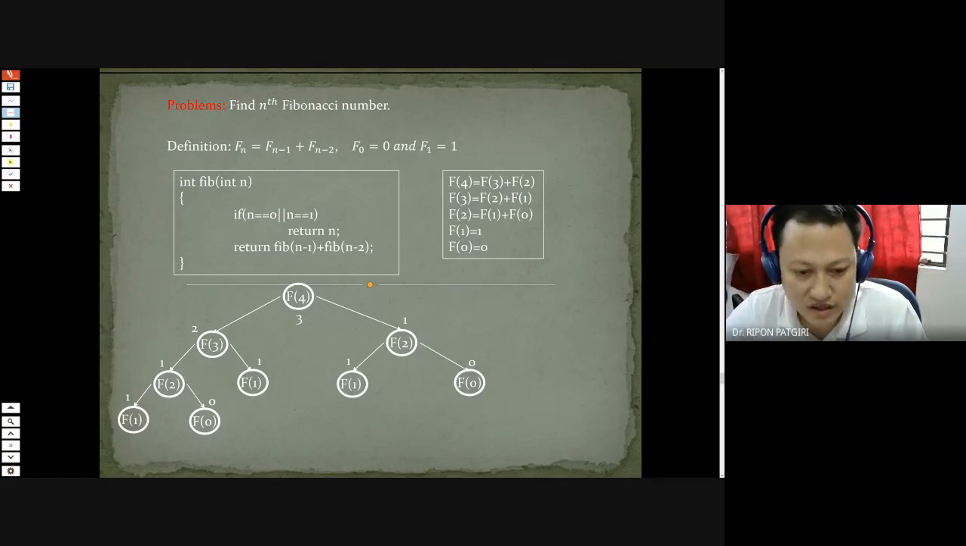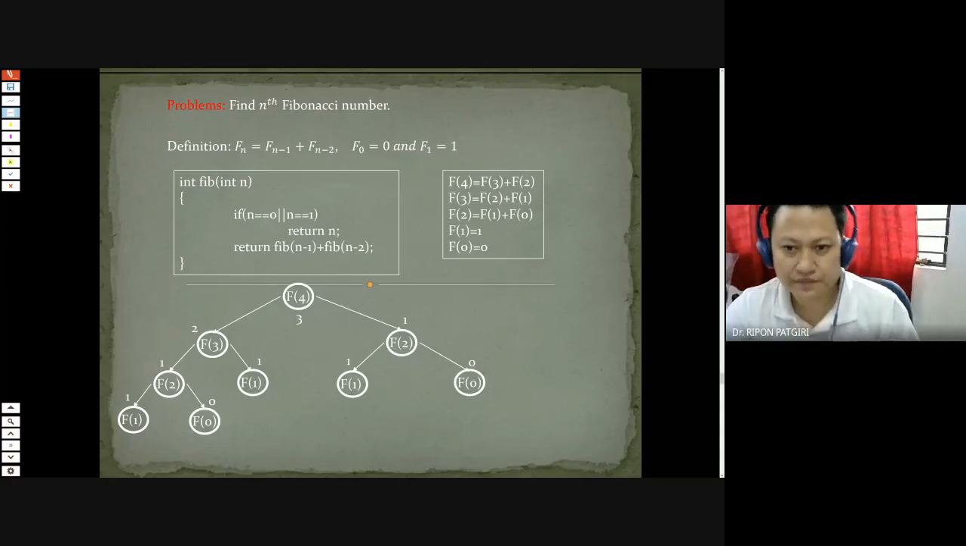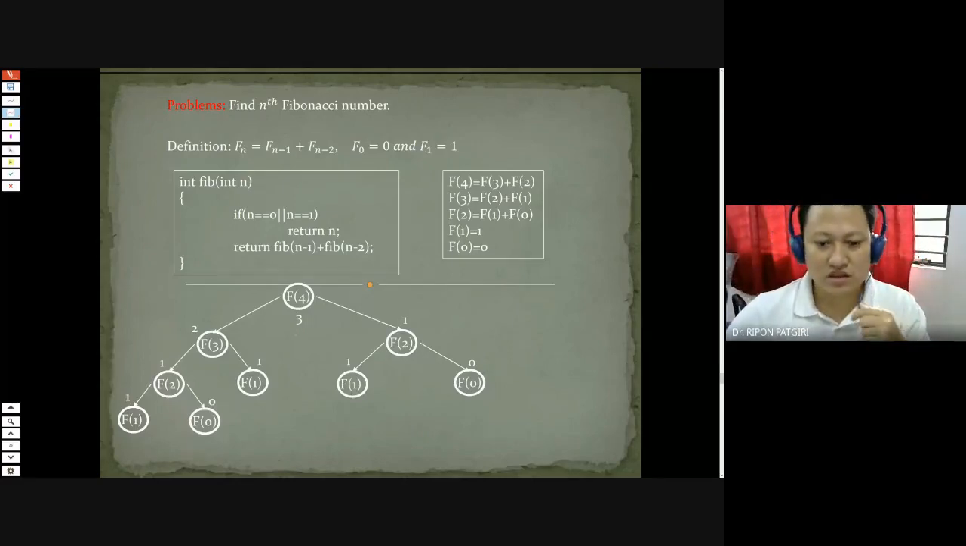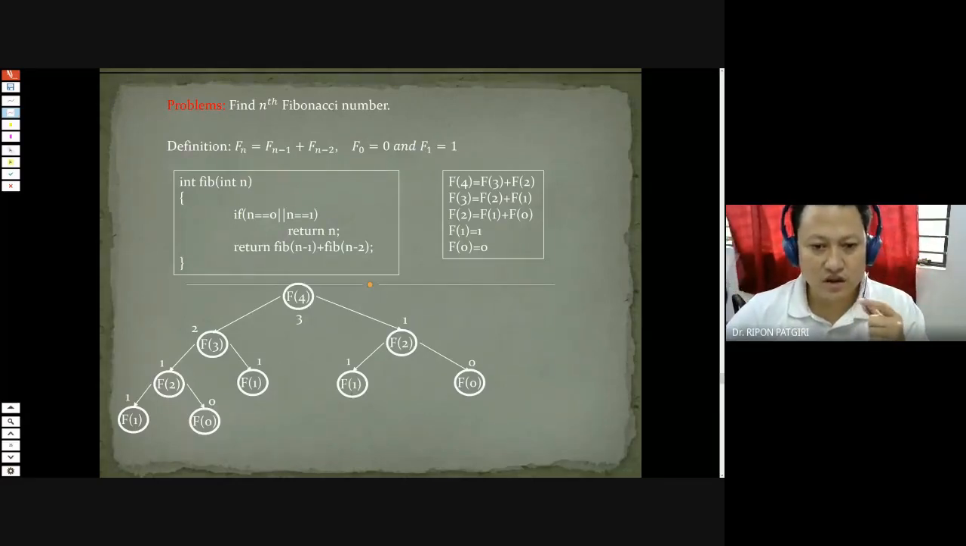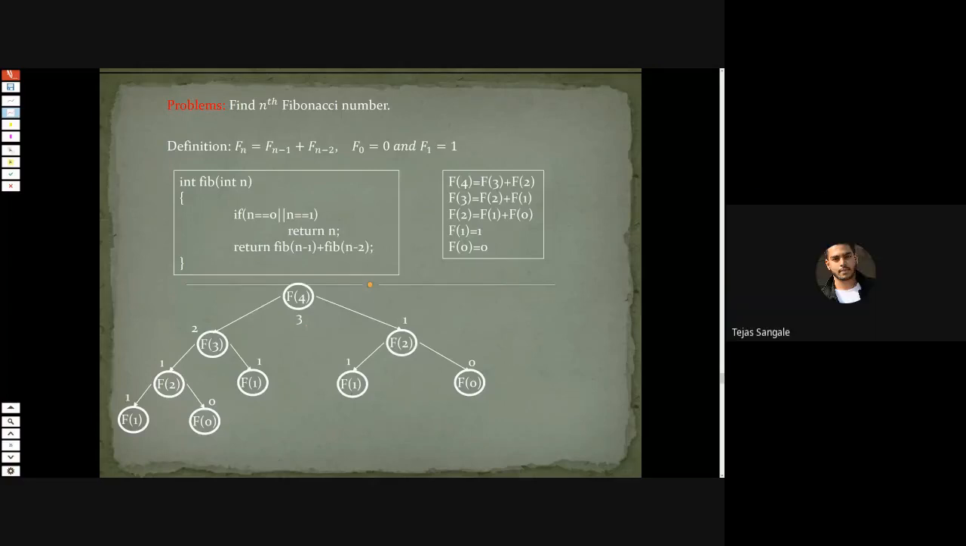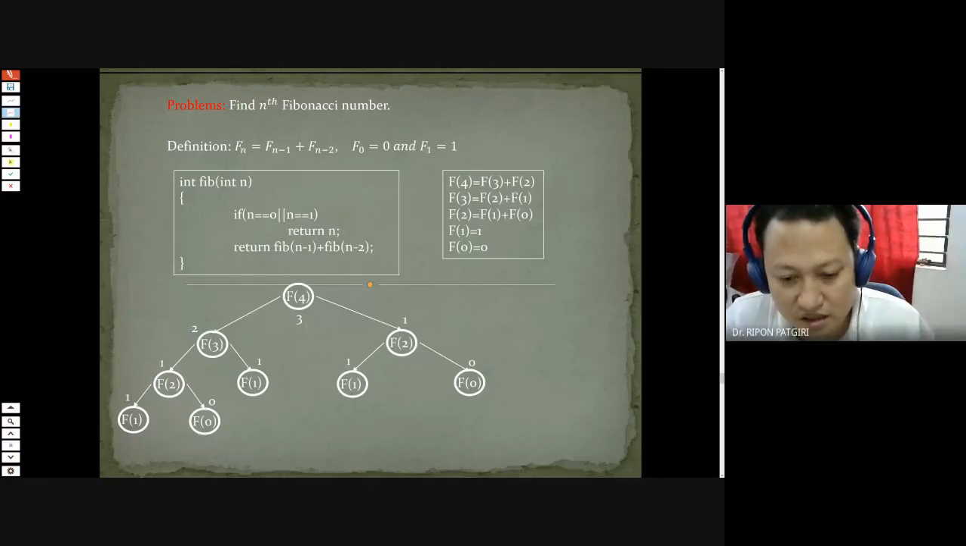From this, we solve in reverse and add all those calls, then we will get the final Fibonacci number. The solution is fine. We get a good and correct solution. This solution gives you the correct answer. But the problem is, what is the time complexity of this solution? Let me explain it. 2 raised to n. Yeah, let me explain it.